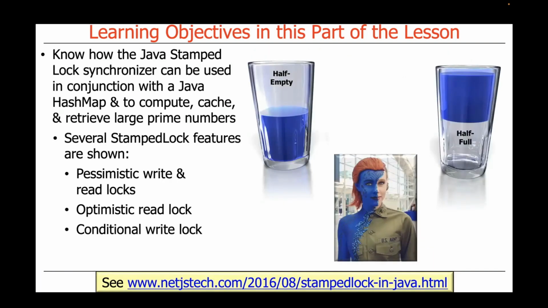We're going to show off pessimistic write and read locks. We're going to show the use of an optimistic read lock, and we're also going to show the use of something called a conditional write lock. So the ones that are pessimistic, it's kind of the locks are half empty. The optimistic ones, the locks are half full. And the conditional write locks can kind of morph themselves between different types of locks under different circumstances.